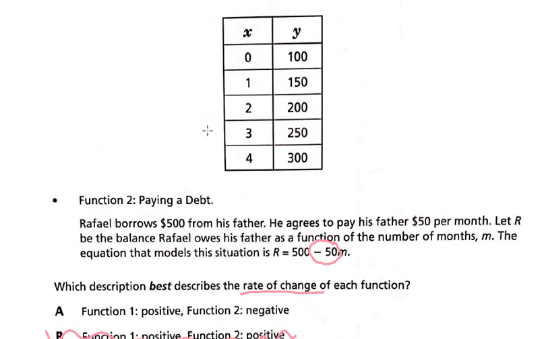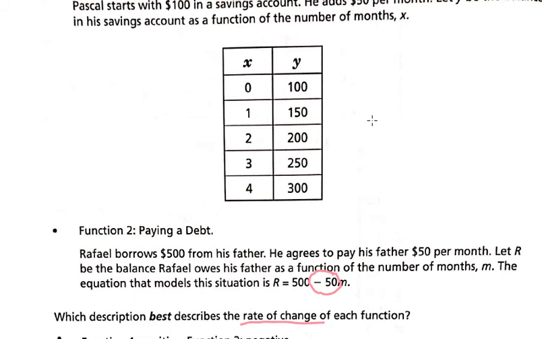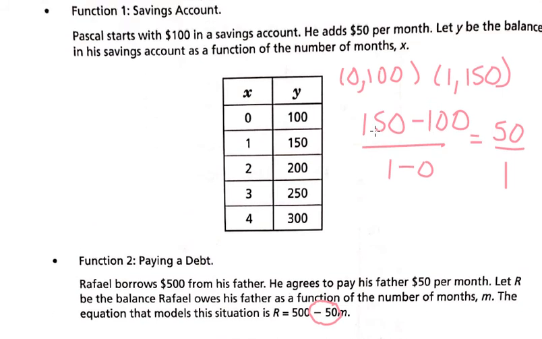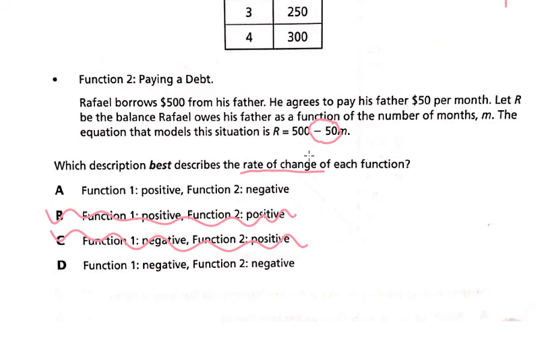So we've got a table here. These are going up, and these are going up also. So we should already recognize that this is positive, but let's take 2 points anyway. So 0, 100, and 1, 150. We know that 150 minus 100 over 1 minus 0 is going to be 50 over 1. So that's going to be a positive 50 slope. If you look at the context of the question, it also says he is adding $50 per month. So function 1 has a positive slope, so we are with answer choice A. All right, thanks for sticking with me on that question.